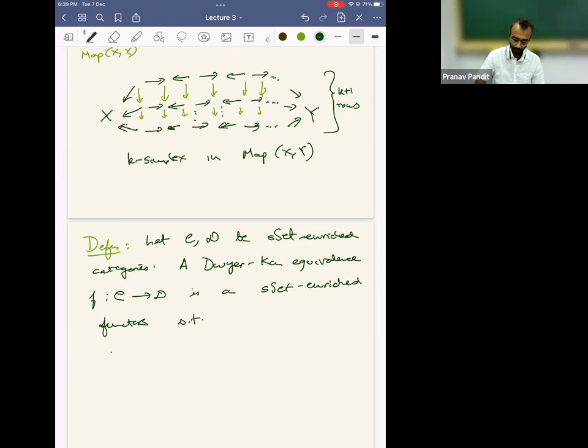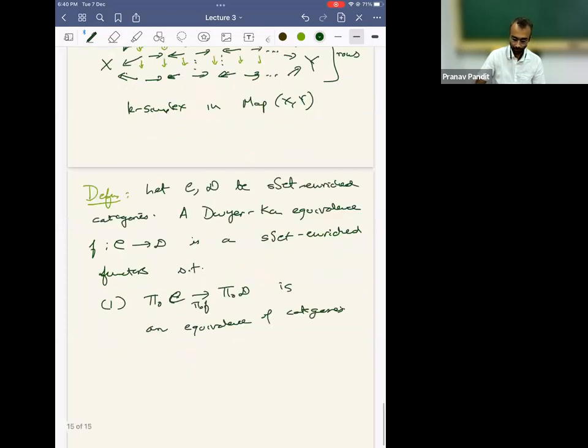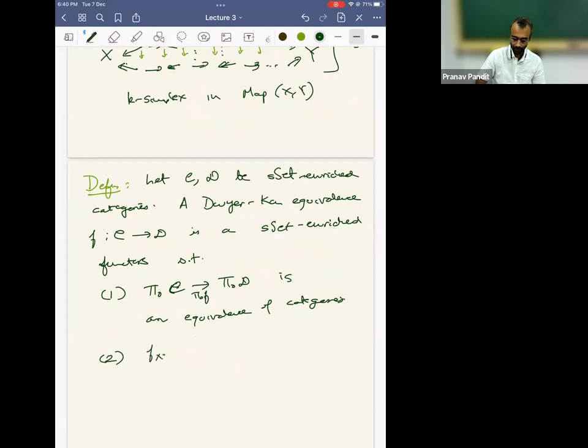One, pi zero C mapping to pi zero D, by pi zero F, is an equivalence of ordinary categories. And two, F_XY mapping maps in C from X to Y to maps in D from F(X) to F(Y) is a weak homotopy equivalence of simplicial sets.